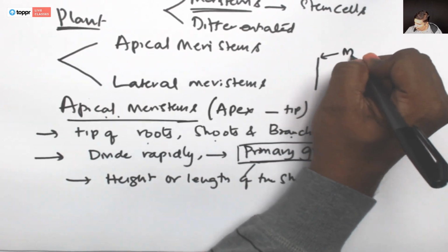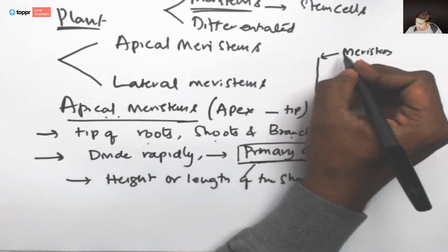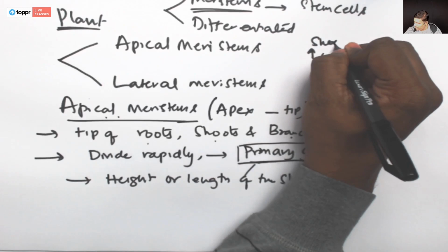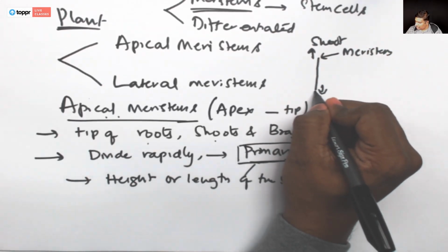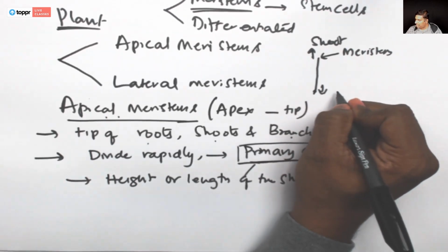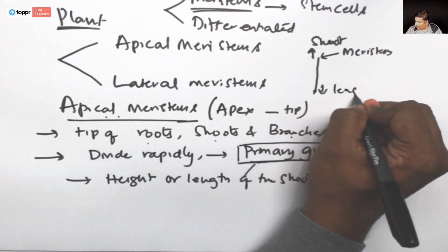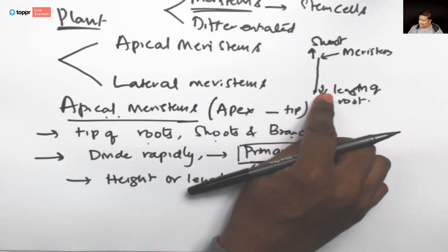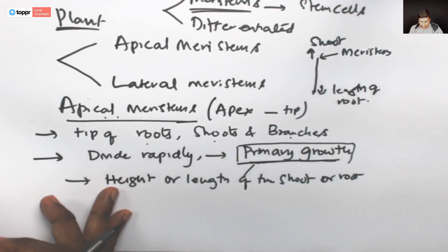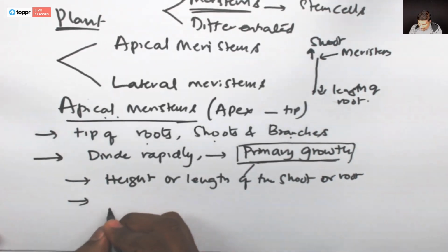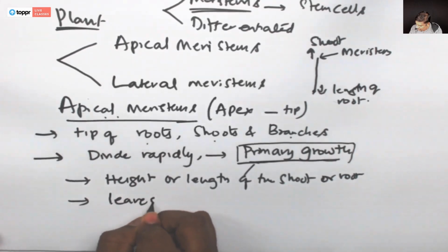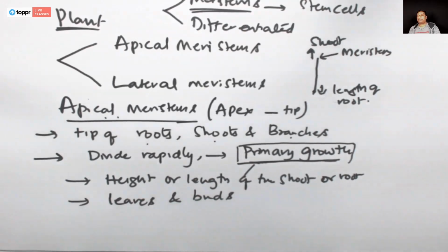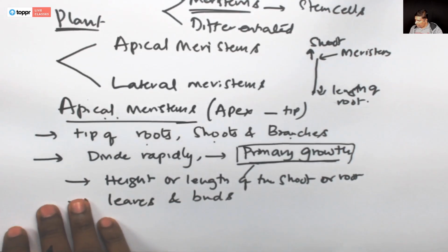Obviously the apical meristems are present at the tip. So the meristem present at this tip is responsible for increasing the length of the shoot, and the other way around, the meristem present at the tip of the roots is responsible for the length of the root. The root will grow because of the apical meristem present at its tip. The apical meristems are also responsible for the development of specialized organs like leaves and buds. So that is about the apical meristems.